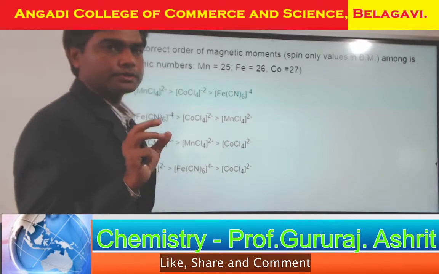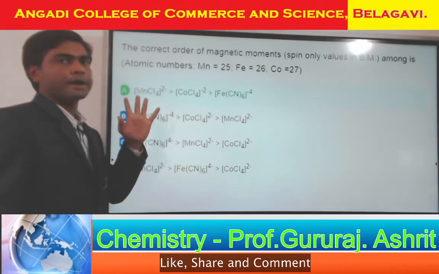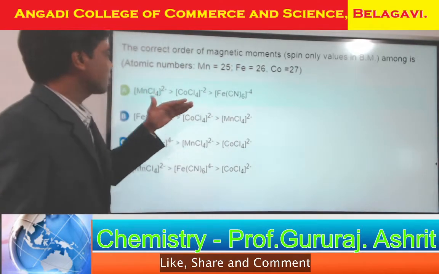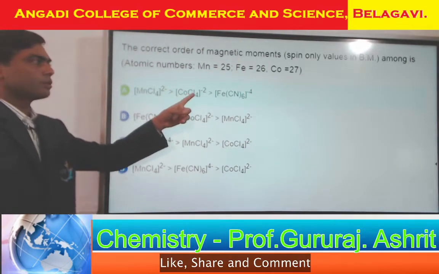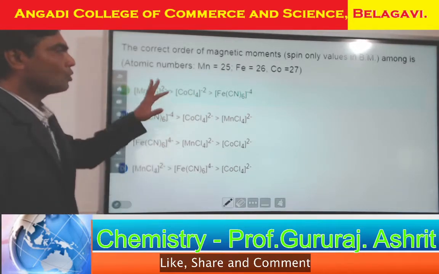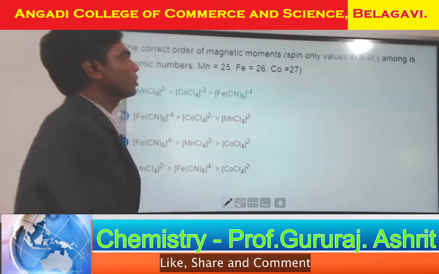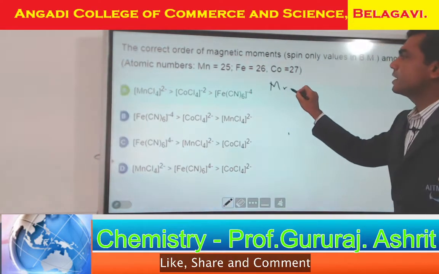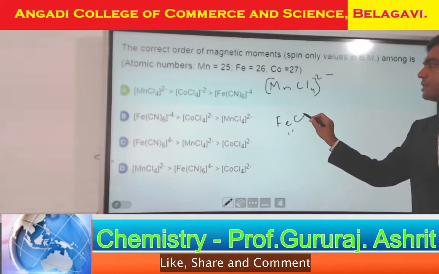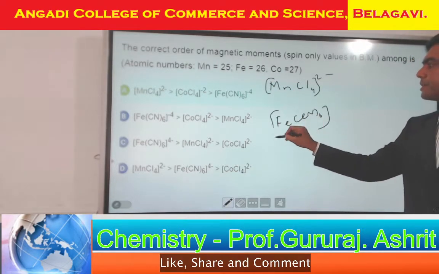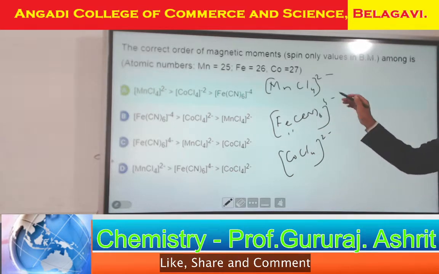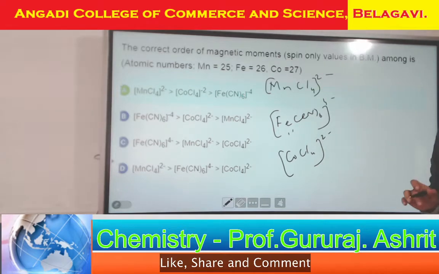Again, this is the fifth question, which is related to spin magnetic moment. He helped you by giving the atomic numbers. So again go for the formula. First find out all three answers, then you will get this directly. Don't see the options, only go for the compounds. First one is MnCl4 2 minus. Second one is FeCl6 4 minus, and third one is CoCl4 2 minus. Here you solve the answers, then go for the option.